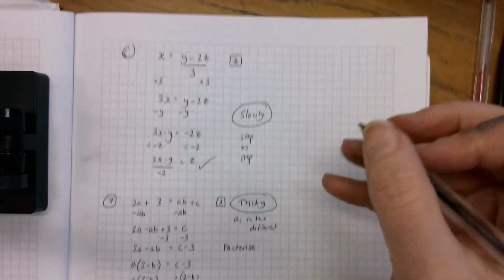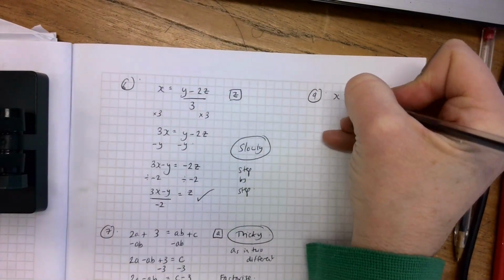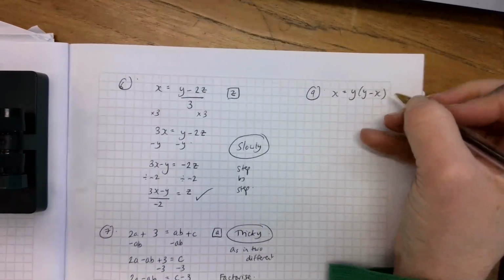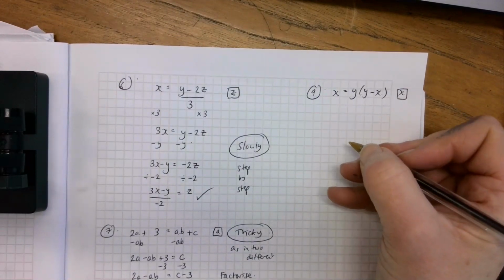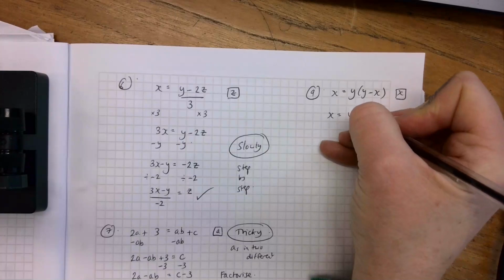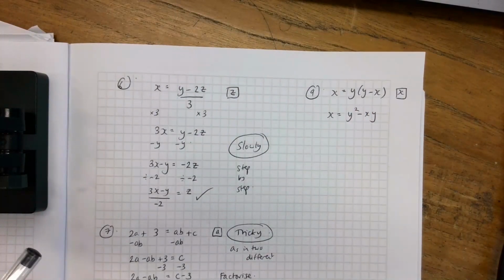Okay, question 9. x is equal to y by (y minus x). A couple of different ways we can do this. We'll try a neater way and then a messier way. So what I'm going to do, x is by itself. How I'm going to do this is I'm going to multiply out my bracket, y squared minus xy, because the brackets are just messy.